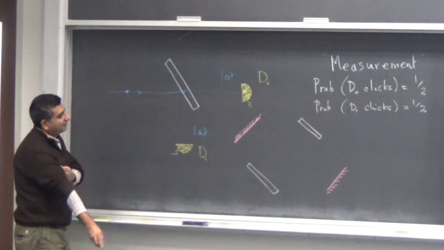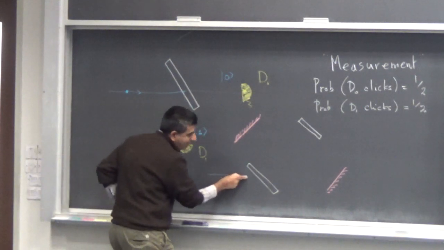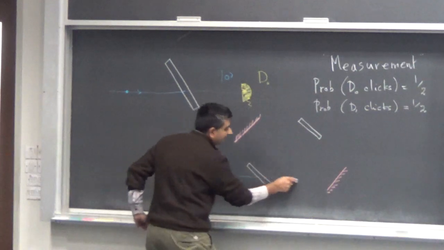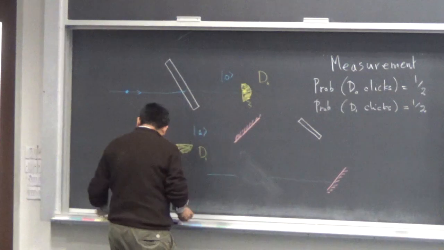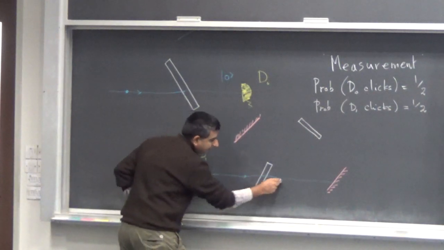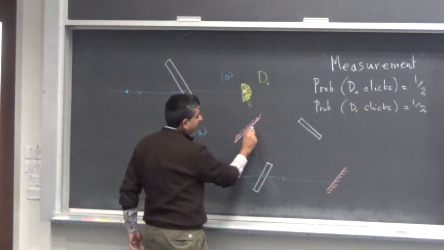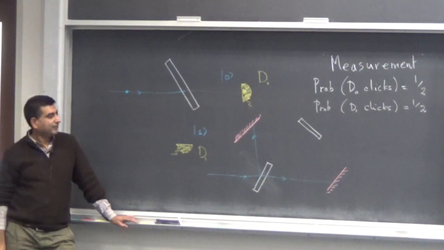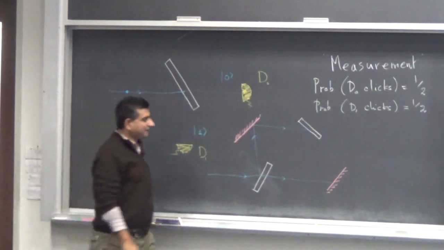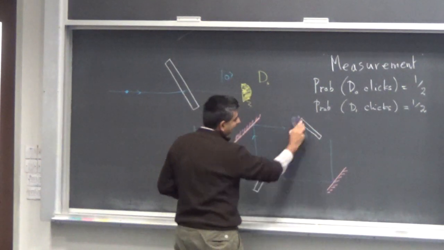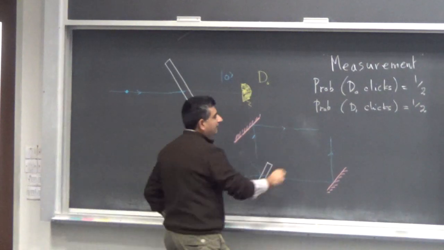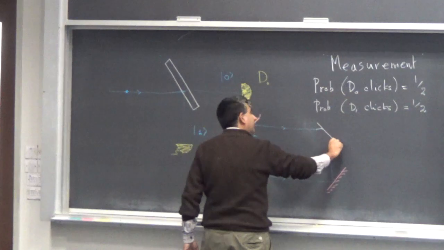Alright. Now what I would like to do is, suppose a photon comes in. So it has a 50% chance that it is transmitted and a 50% chance that it is reflected. Now this mirror always reflects the photon that comes on it. And this mirror always reflects the photon that comes on it. So let me redraw this. And here we have another beam splitter.